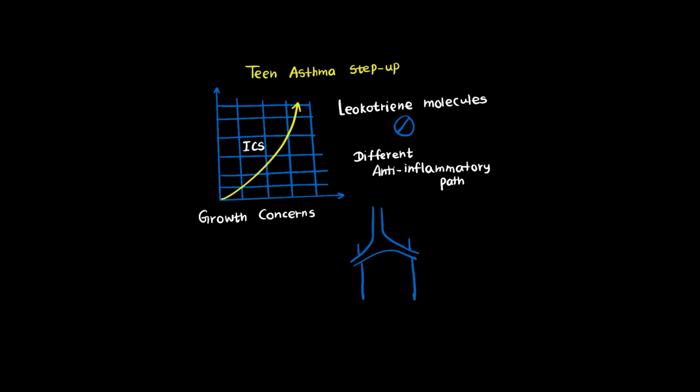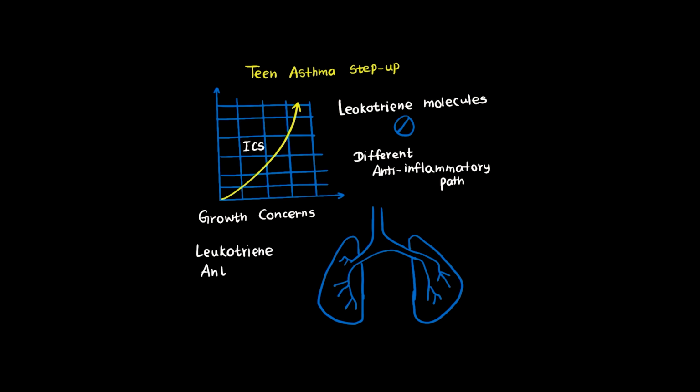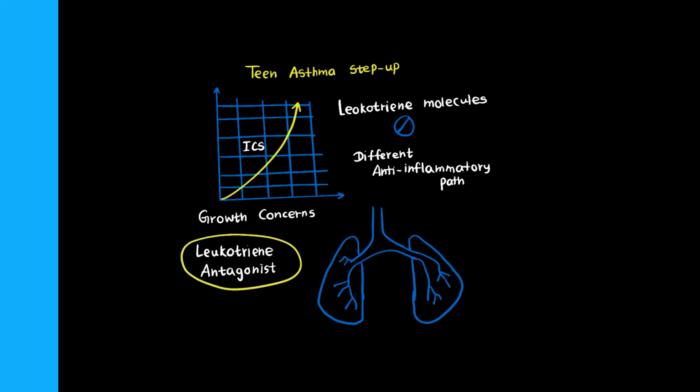It doesn't affect the hypothalamic, pituitary, adrenal axis, or bone metabolism. Studies show it's effective for mild, persistent asthma without growth suppression. This makes it particularly valuable for teenagers concerned about reaching full height potential. The correct answer is leukotriene antagonist, because it provides asthma control without the potential growth effects of medium-dose inhaled corticosteroids.